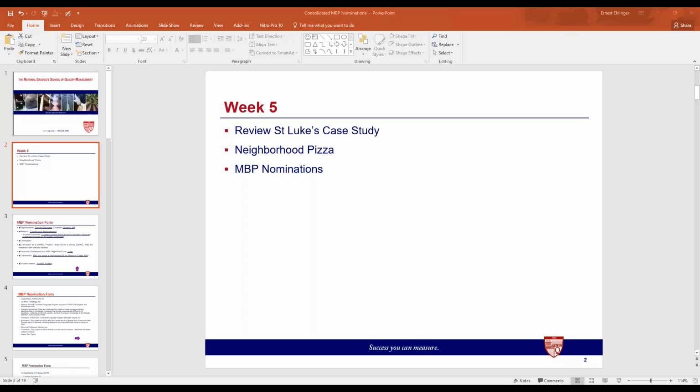So let's talk a little bit about St. Luke in this context. Can somebody tell me, when you read the case study, what do you know about St. Luke? Can you just describe that organization and a little bit about that project at a high level? How would you summarize that, put it in a nutshell? Can someone just summarize what they think St. Luke is about?